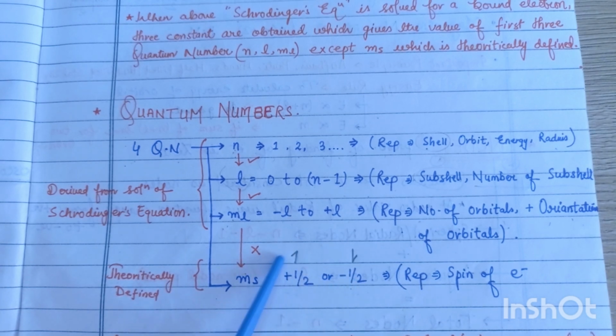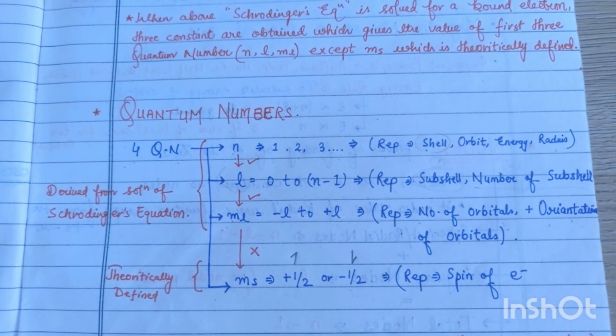If the electron is revolving in a clockwise direction, you represent the electron like this. It means up spin of the electron, clockwise rotation. If the electron is revolving in anti-clockwise direction, you represent it as down spin or anti-clockwise rotation. It represents the spin of the electron.